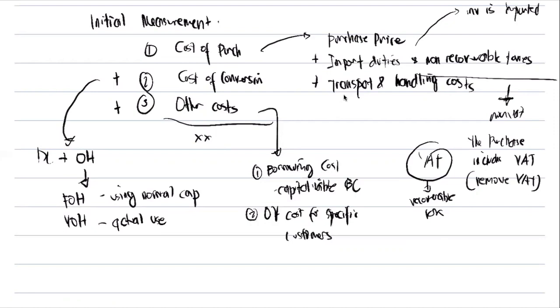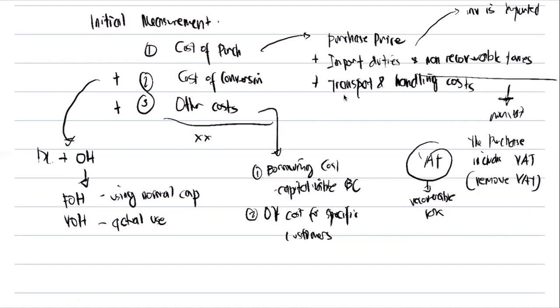We have your cost of purchase, cost of conversion, and other costs. Your cost of purchase is composed of your purchase price, import duties, and non-recoverable taxes, plus transport and handling costs. Your cost of conversion is your direct labor and your overhead. Take note that FOH must be allocated using normal capacity, while VOH is allocated using actual use.